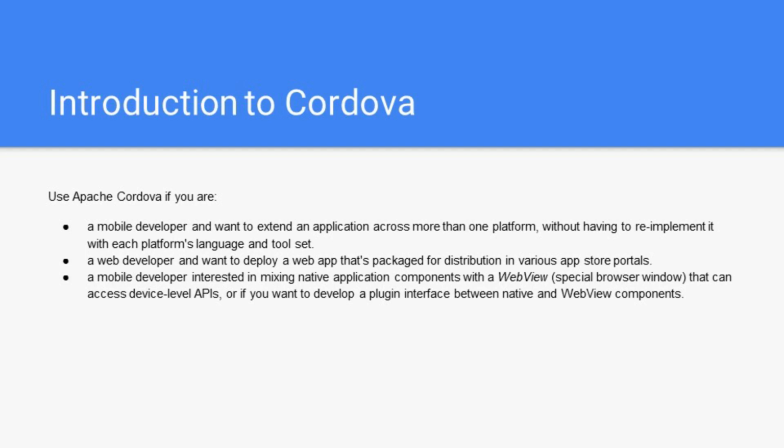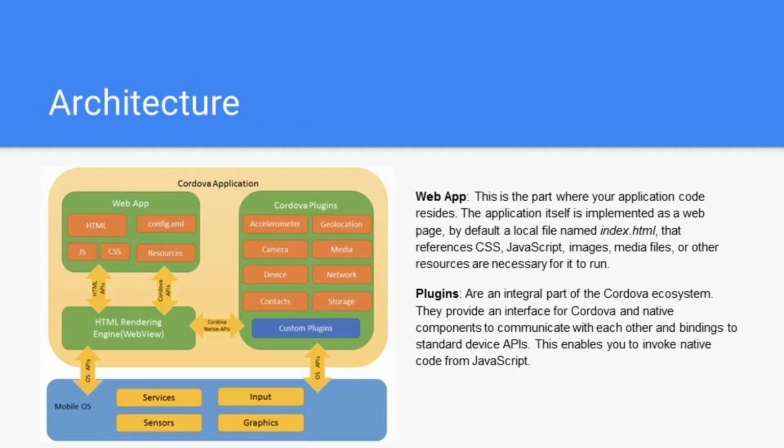Use Apache Cordova if you are a mobile developer and want to extend an application across more than one platform, without having to implement it with each platform's language and tool set. A web developer who wants to deploy a web app that's packaged for distribution in various app store portals. A mobile developer interested in mixing native application components with a web view, a special browser window that can access device-level APIs, or if you want to develop a plugin interface between native and web view components.